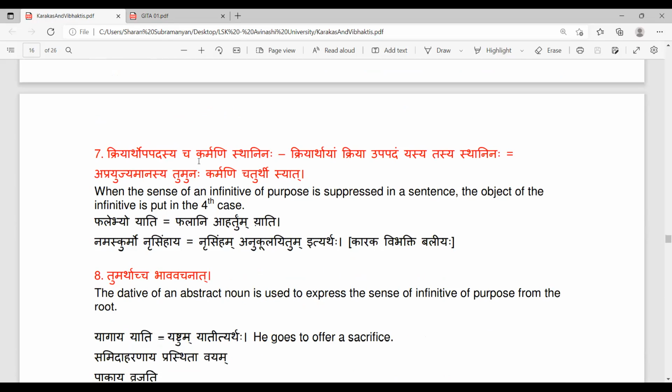You have time? Or stop here? Yes, we can complete Chaturthi so that we can see Panchami tomorrow. Can we continue?